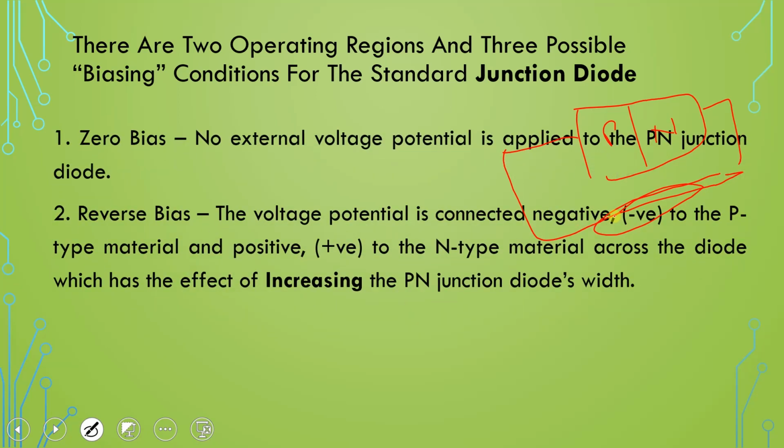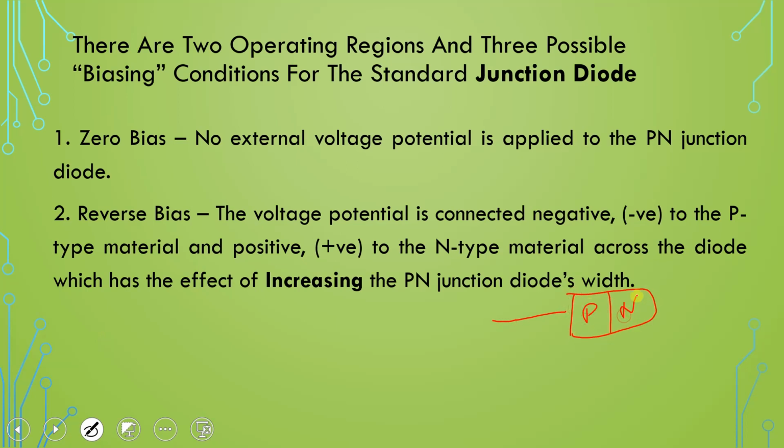And reverse bias means the voltage potential applied is connecting negative to the P type material and positive to the N type material across the diode, which has the effect of increasing the PN diode's width. Means if we have a PN diode, this is my P and this is N. In the case of reverse bias, the P is connecting to the negative of the battery and N is connecting to the positive. And in the case of reverse bias, this depletion layer is wider, as I have discussed in the previous lecture.